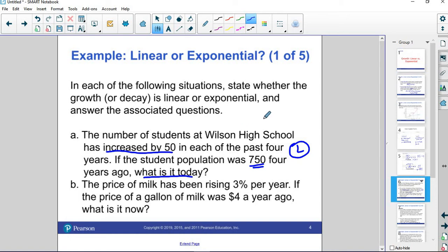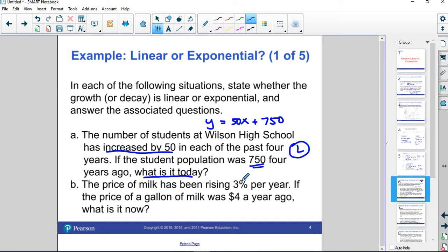How much did you start with? You started with 750, and then we're going up by 50 every year. And so y is equal to 50x plus 750. And so if we want to find how much it was today, then we plug in 4 there. We'll show that here on the next slide.